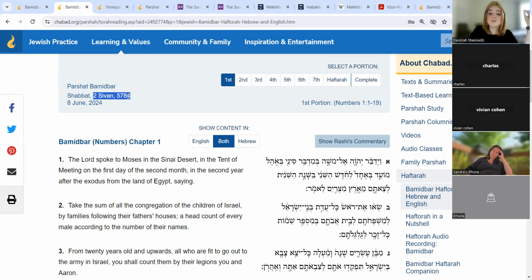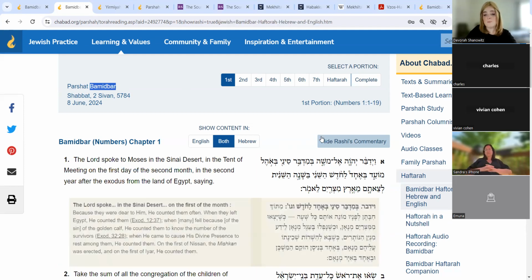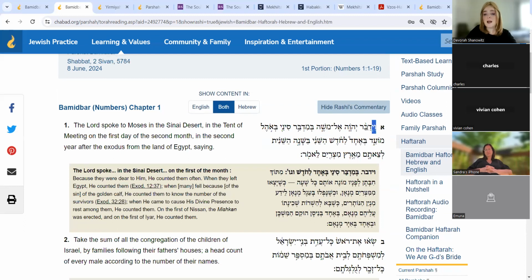So we have an interesting teaching, which is that the Torah portion of Bamidbar is always read before Shavuot. It's fascinating, always. And so we see that there's a connection between the Torah portion of Bamidbar and the holiday of Shavuot. So let's get into the Torah reading, which is the opening words of Bamidbar. And it begins as follows. Vayidaber Hashem el Moshe Bamidbar Sinai. God spoke to Moses in the Sinai desert.